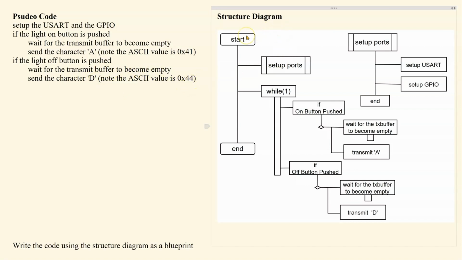So we can see our structure diagram here. We set up our ports. We have a while one, an endless loop. If the on button is pushed, if that's true, we do a while loop, wait for the transmit buffer to become empty, then we transmit A. If the off button is pushed, we have another while loop, wait for the transmit buffer to become empty, and then transmit D. So now, pause the video and try to write the code using the structure diagram as a blueprint.